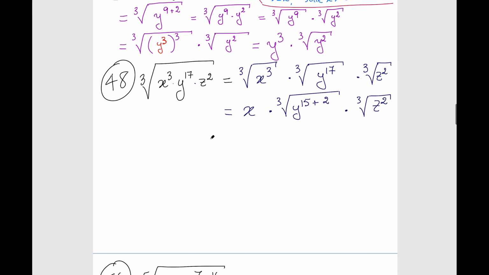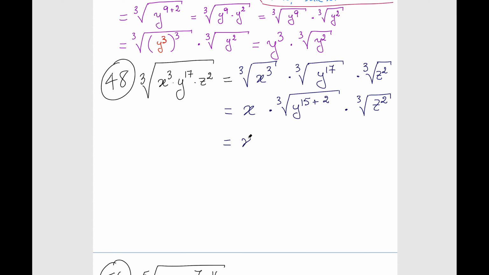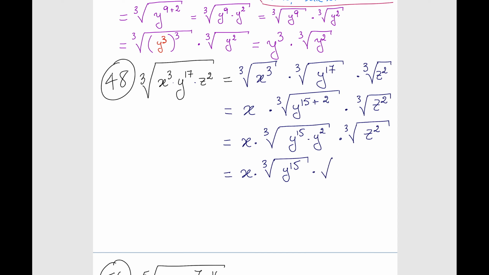Correct? Let's do it. So we're going to get x times the third root of y to the power 15 times y squared times the third root of z squared. Okay, that's going to be x times the third root of y to the 15, as promised. I'm using the product rule now, times the third root of y squared times the third root of z squared. This expression is simplified, right?